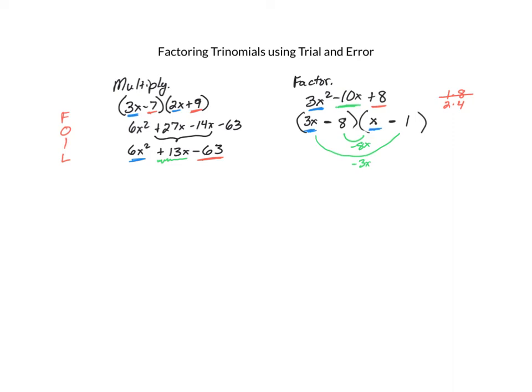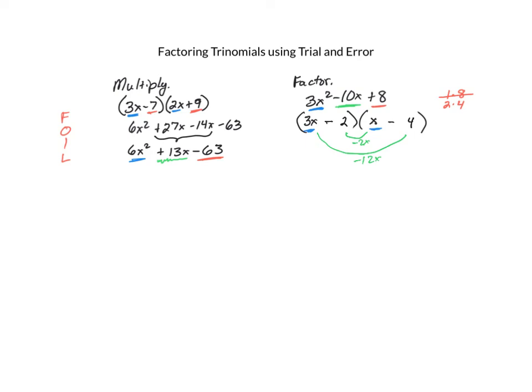So now I move to 2 and 4. So let me do my erasing. And let's try 2 and 4 in that order. If it doesn't work, I'll try 4 and 2. So 2 and 4. Both the signs, remember, needed to be negative. So if we FOIL this out, we get negative 12x and negative 2x. Ooh, that gives us negative 14x.